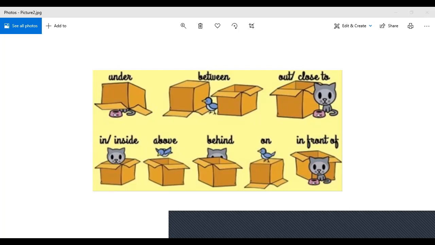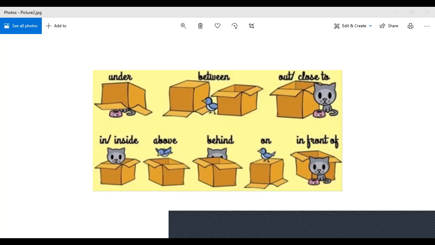Above. Now, when something is placed at a particular position and the other one is at a particular height from that, we call it a position which is above, right? Let's say the balloon is above the ground, or this bird is above the box, right? So above basically tells us about a heighted position of something.